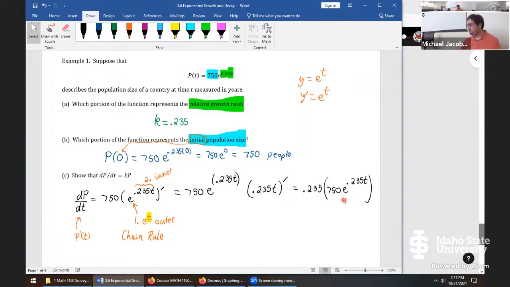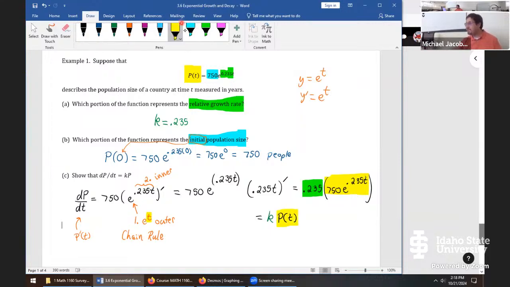Okay, well, let's look at this even more closely. There's a couple substitutions we can make. For example, notice the 0.235, it just came right back. So k actually goes here when we make a substitution. And for an even bigger substitution, take a look at the 750 e to the 0.235t. That whole thing, that's just p of t coming right back. So we can say that this derivative is equal to k, that's the 0.235, times the population size at time t.